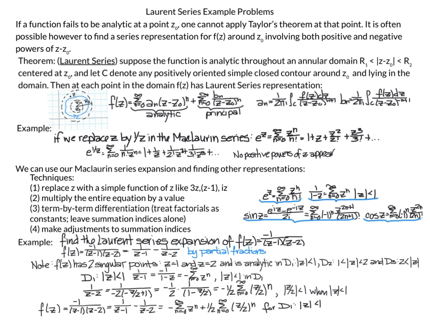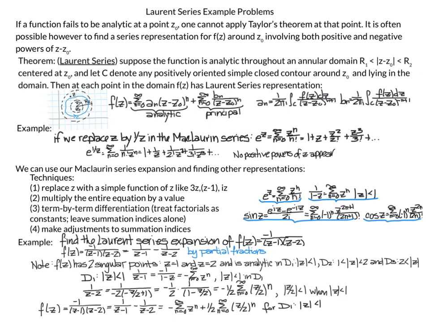But one other point before we get to that, our Laurent series is composed of 2 parts. The first part, where the exponent on z minus z naught is positive, is the analytic portion, and it's exactly the Taylor series expansion of our function. And then the second part is the principal part, where the exponent on z minus z naught is negative.